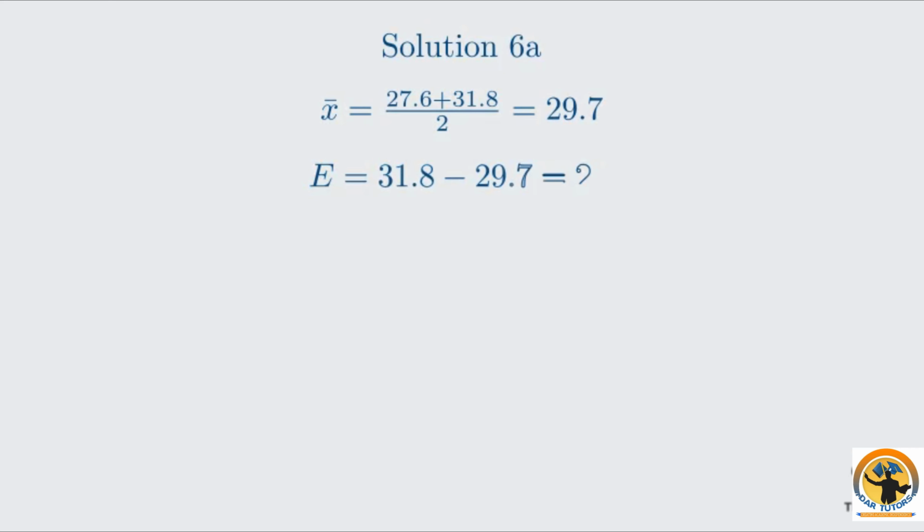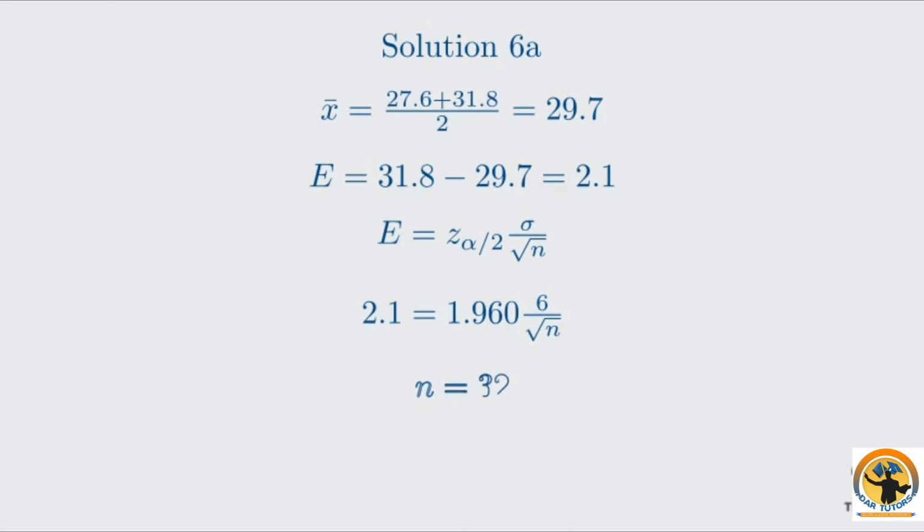For part A, we know the sample mean x bar is 29.7 from question 3. The margin of error, E, is the upper limit minus the sample mean, which is 2.1. We use the formula E equals 1.960 times sigma over root n to find n. Solving for n, we get n equals 32. This also matches our result from question 3.